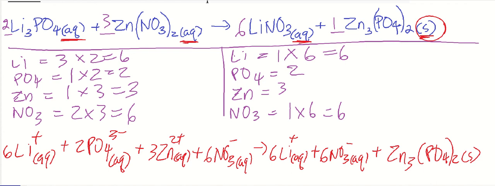Now you cross out the spectators. What do you see on both sides? That's a spectator. It's the same before and after the arrow. Didn't do anything. He just went to the party and watched. A spectator. And so was the nitrate. Didn't do anything. Went to the dance, just watched.